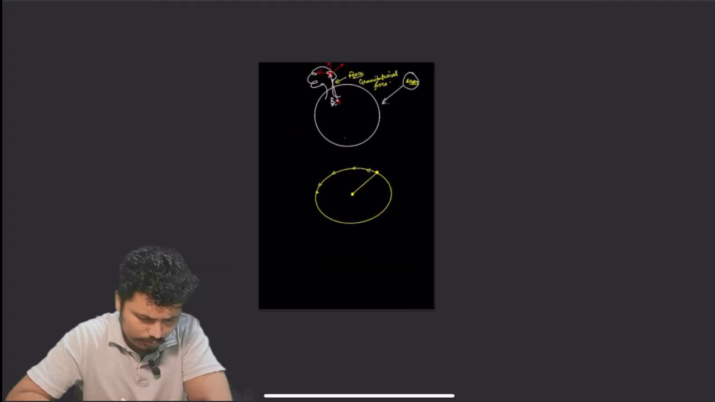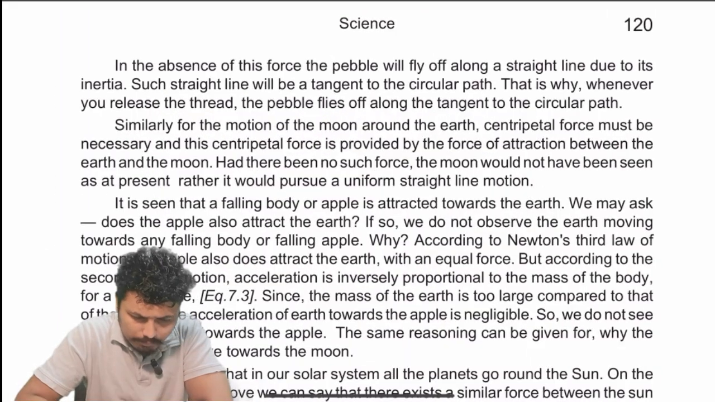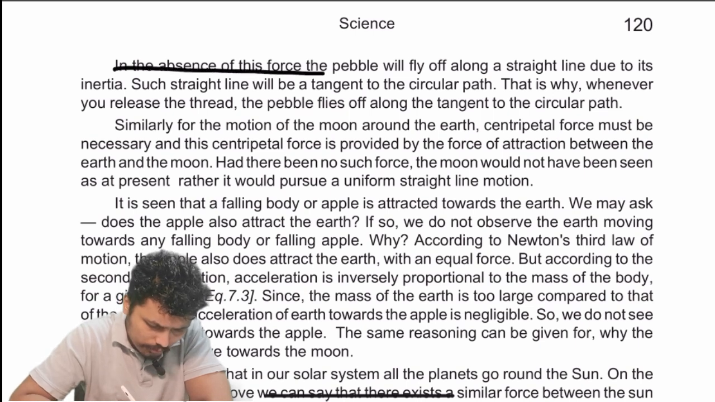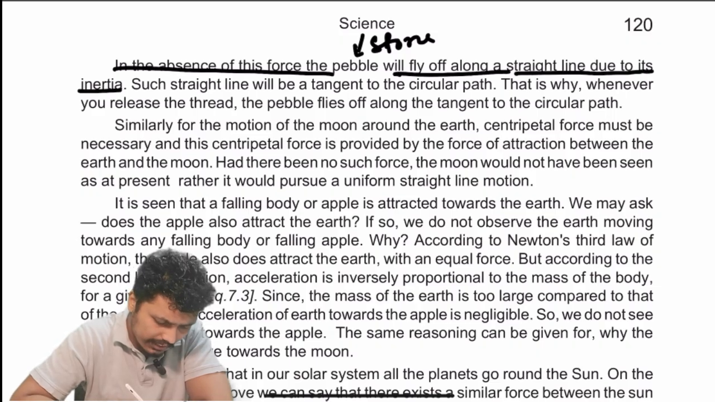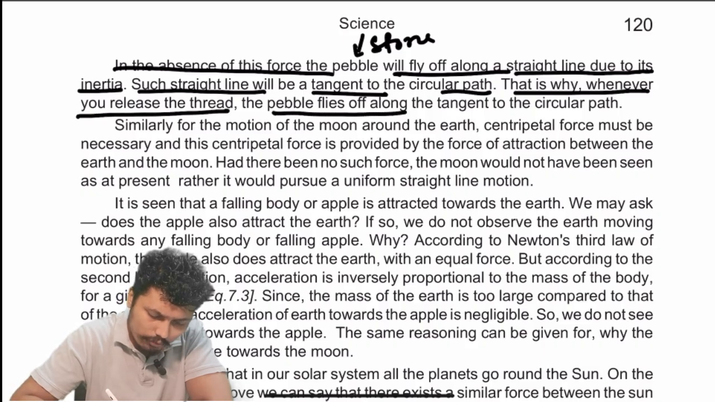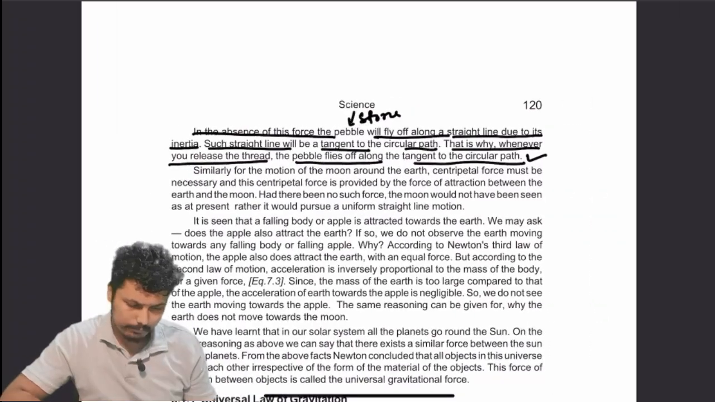Sometimes students get confused. It is here, on the second page of the chapter, you'll find that in the absence of the force, the pebble or the stone will fly off along a straight line due to its inertia. Such a straight line will be tangent to the circular path. That is why whenever you release the thread, the pebble flies off along the tangent to the circular path. That's what I mean here.